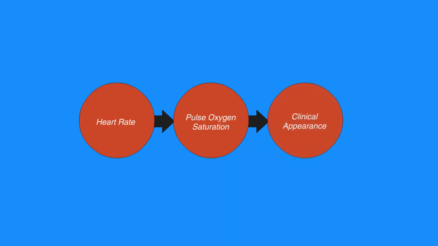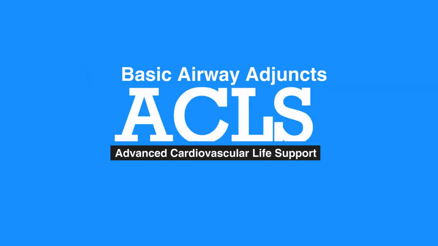Monitor the individual's heart rate, pulse oxygen saturation, and clinical appearance during suctioning. If you see a change in monitoring parameters, then interrupt suctioning and administer oxygen until the heart rate returns to normal and until clinical condition improves. Assist ventilation as warranted. This concludes our lesson on basic airway adjuncts.